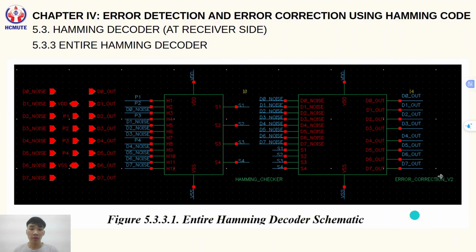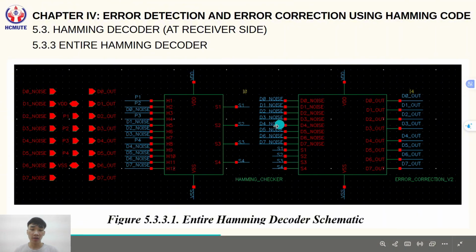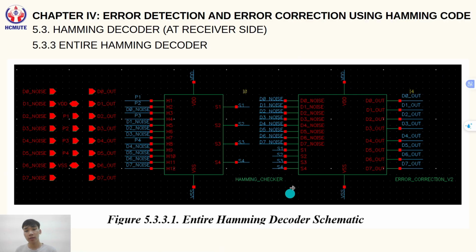And the Hamming decoder performs two main functions. The first is error detection, carried out by the Hamming checker, which recalculates the 4 new parity bits from the received 12-bit word. It then compares them with the original parity bits to generate a 4-bit syndrome indicating the position of the error, if any.